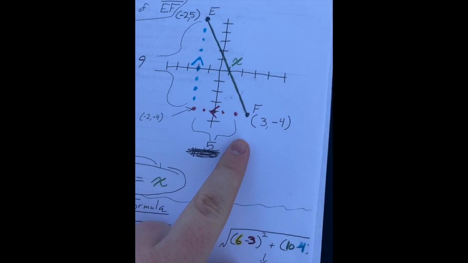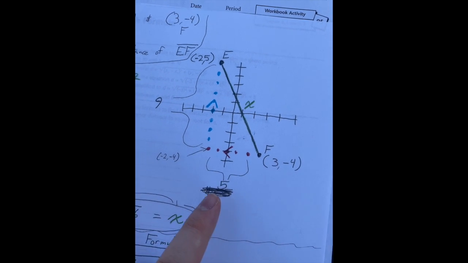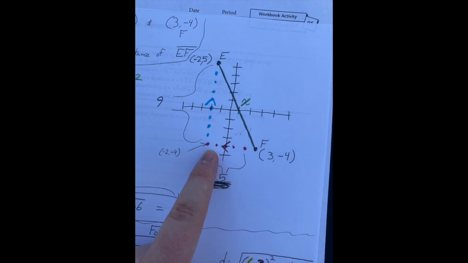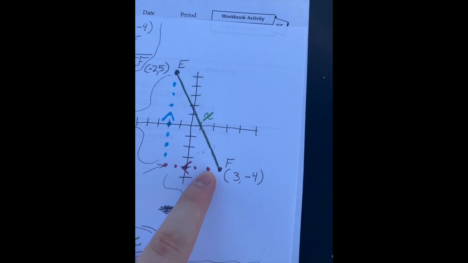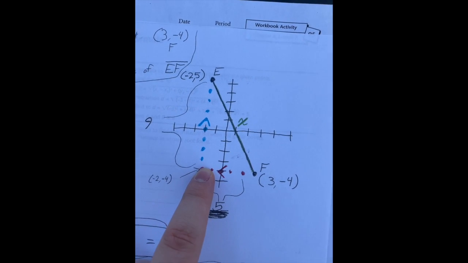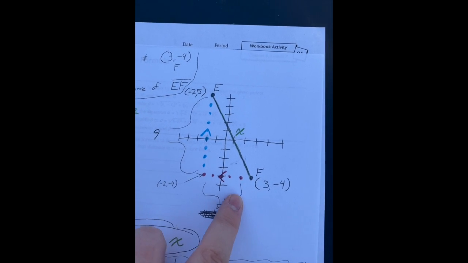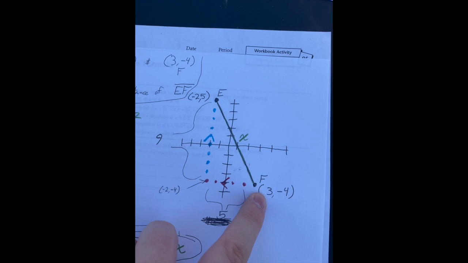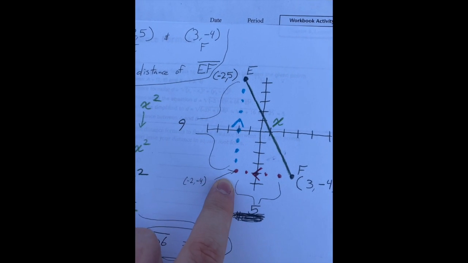Looks like here, the notes say we can go horizontal across. So we go all the way across until we are directly underneath our destination, which is E. And that was 5 units across to get from (3, -4) to (-2, -4).